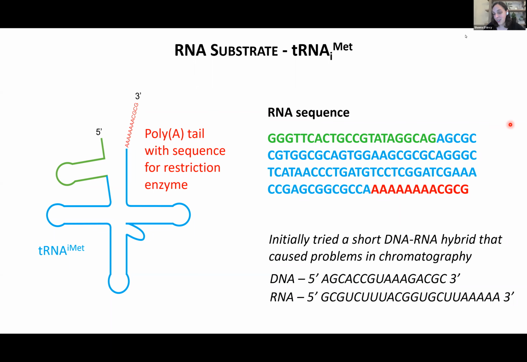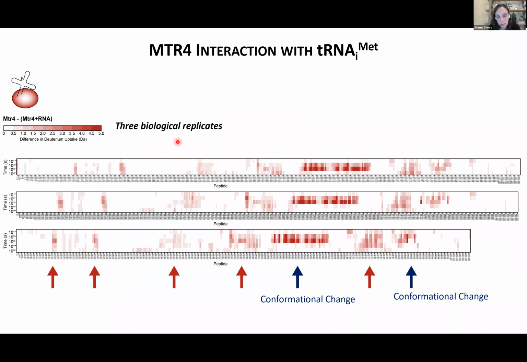Now, I have this side note here that our very first RNA substrate was a short DNA-RNA hybrid, and this caused so many problems in the chromatography. Whenever we had it in a sample, we would completely lose our protein signal. And I'll be honest, we never solved the problem. Not exactly sure what it is about this DNA-RNA hybrid, but we were able to move forward with this tRNA construct. So here I'm showing again these heat maps looking at MTR4 compared to MTR4 with RNA.